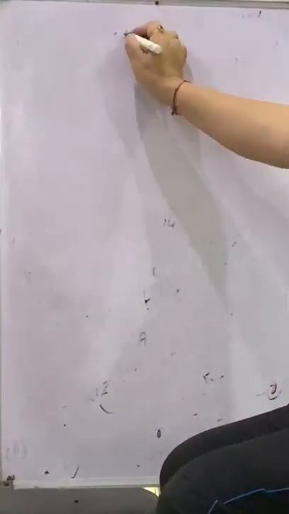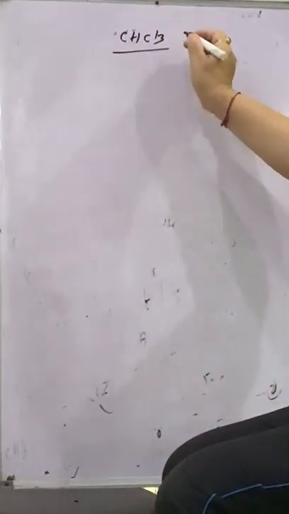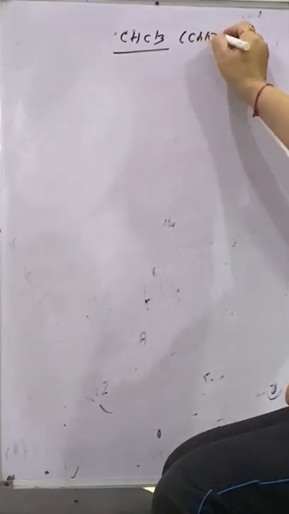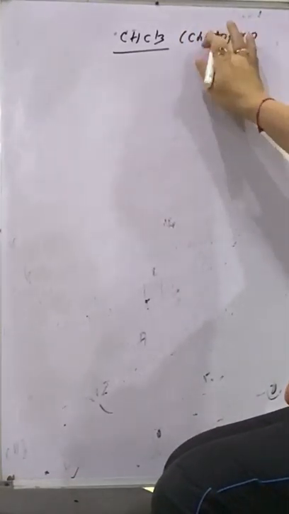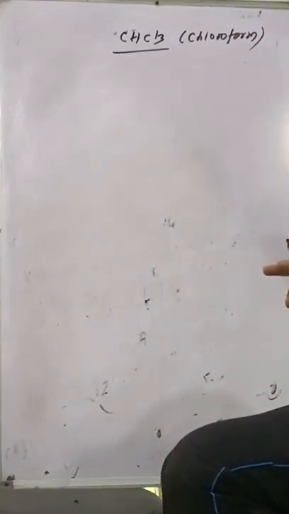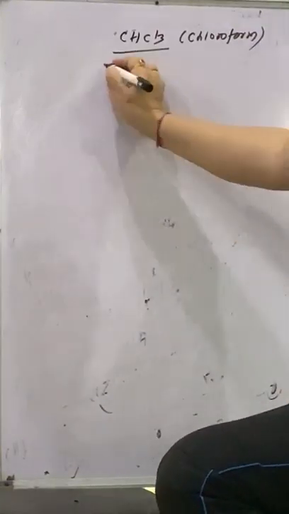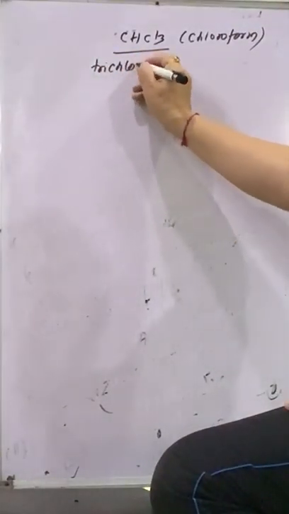Today's class we are starting with chloroform as the next topic of alkyl halides. In our portion we have monoalkyl halides, trialkyl halides, and aryl halides. So we are starting with trialkyl halides, that is chloroform, CHCl3. This is basically called trichloromethane.